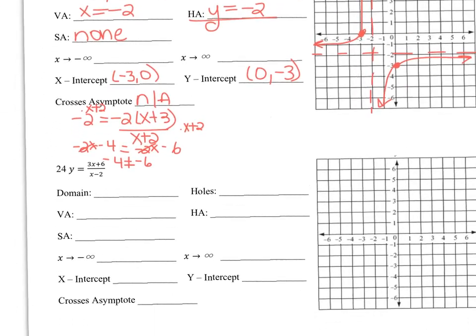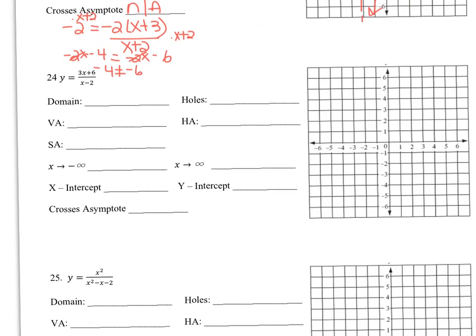Let's go ahead and do the next one. If I look at this next one, I factor out, so I'm going to pretend none of that's there. I'm left with 3 times x plus 2 over x minus 2. So my domain is all real numbers except x cannot equal the denominator, which is 2.